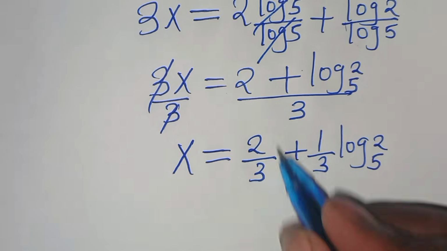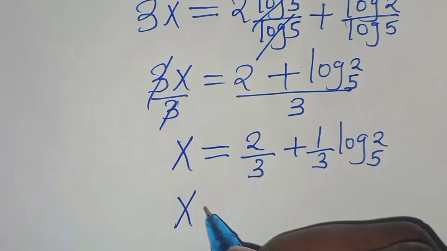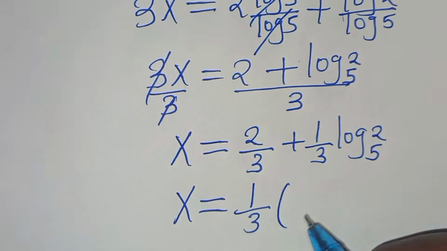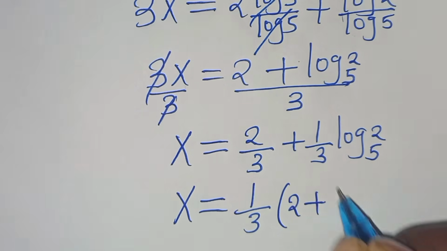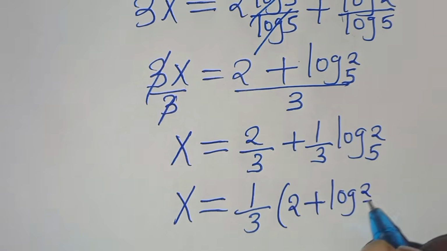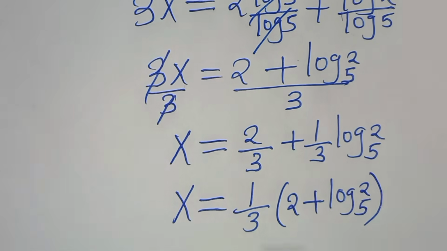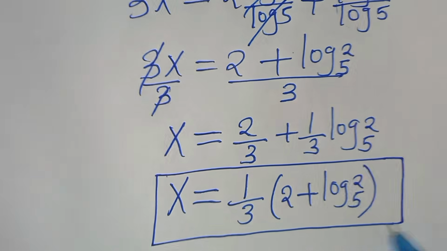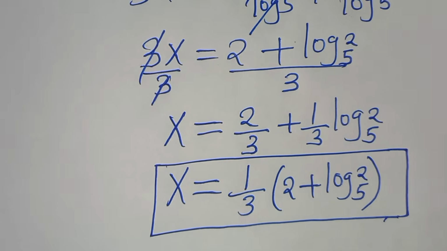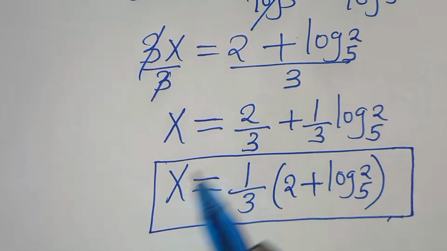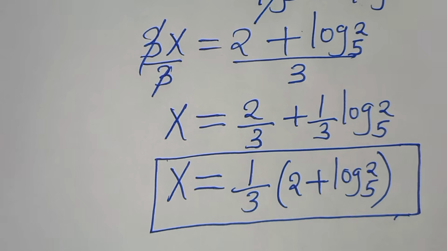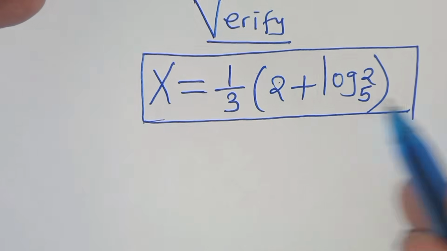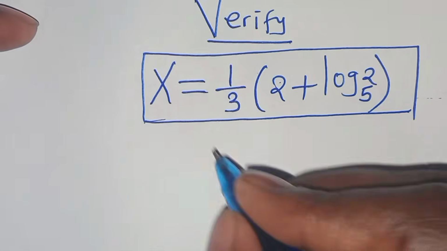Now since 1 over 3 is common here, we can express x as 1 over 3 in the parentheses. This is 2 plus log 2 to base 5. So this is the value of x. Now, the next step is to verify that this value of x here satisfies the equation. So let's verify that this value of x here satisfies the equation.